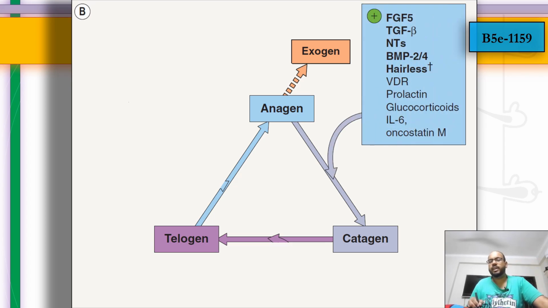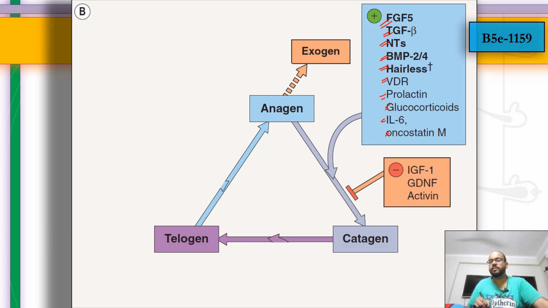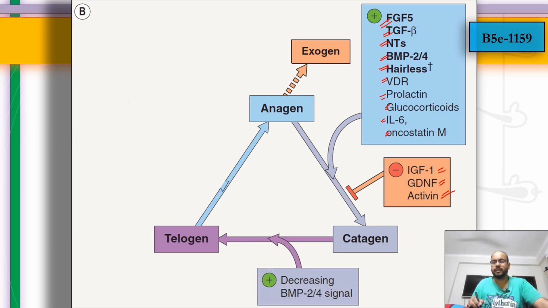From anagen to catagen, FGF5 initiates catagen, TGF-beta, neurotrophins, bone morphogenetic protein 25, hairless gene, vitamin D receptors, prolactin, steroids, IL-6, oncostatin. These are all the molecules which will shift the path from anagen to catagen. Inhibitory molecules are like activin, growth-derived nerve factor, insulin-like growth factors. So this will inhibit the transition from anagen to catagen.